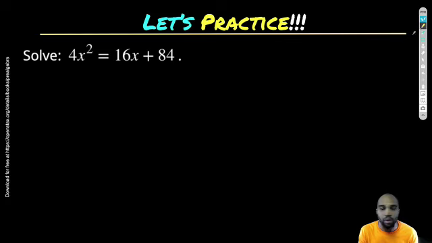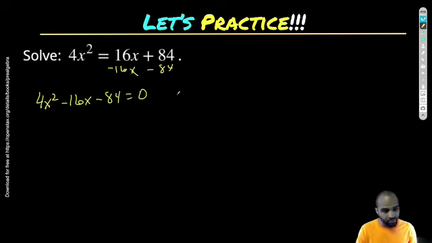All right, again, I'm going to pause and see if you can work this one. This is not in quadratic or standard form, so I'm going to subtract 16x and subtract 84. That's going to make it 0 on this side. I'm going to do the same thing on the other side, which gives me 4x squared minus 16x minus 84 equals 0. I'm going to write out what I did, in case anybody's confused. It's equal, so I just subtracted all this to get it on the other side.